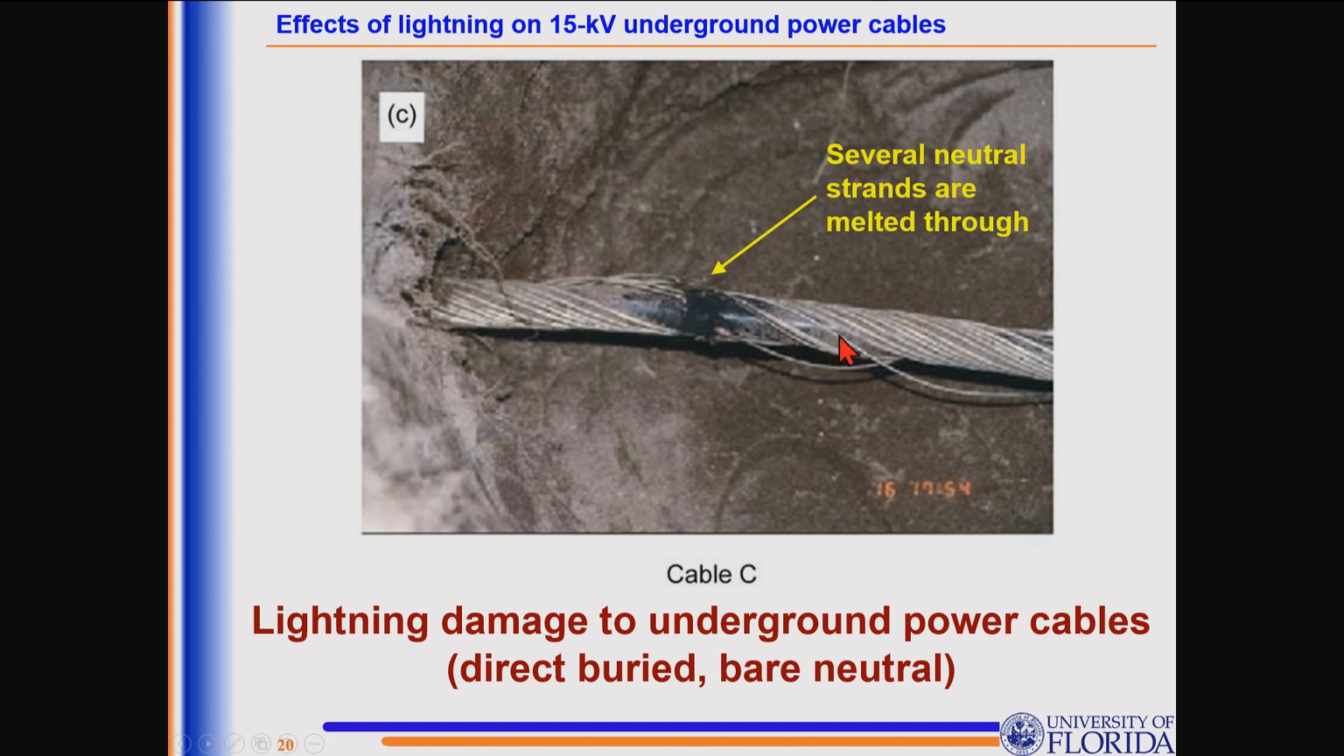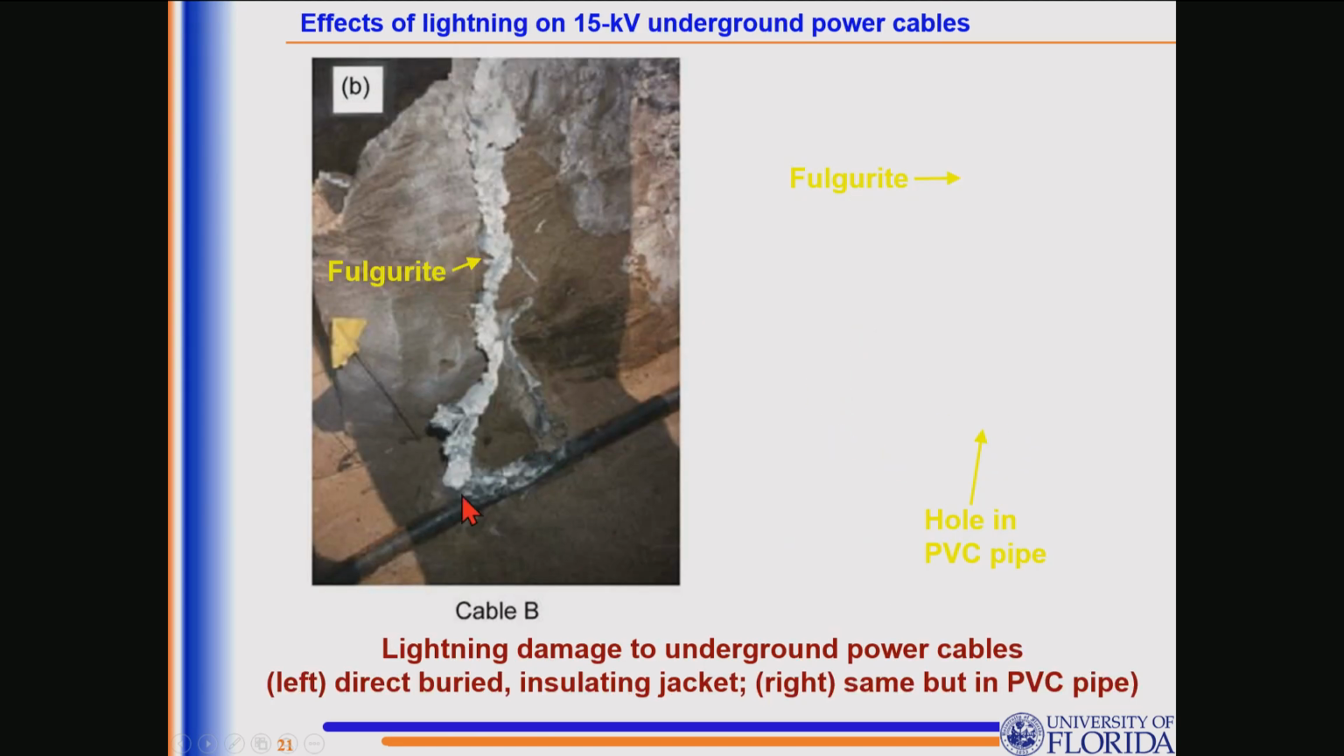So this cable definitely experienced lightning failure. The next one, cable B, had an insulating jacket, polyethylene insulation. And it was also severely damaged, and you can see here fulgurite, which is a glassy tube made by lightning current when it flows through sandy soil. So this cable didn't survive either.